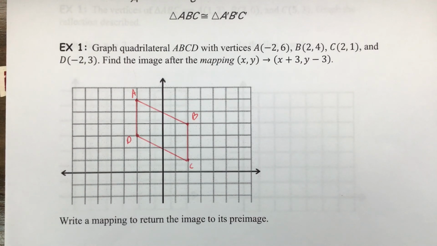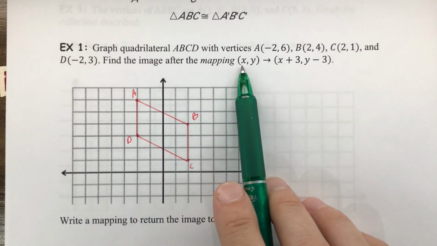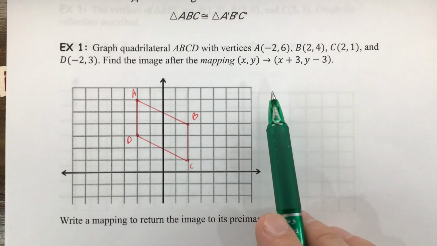So here it is graphed. The quadrilateral is actually a parallelogram. In a different lesson, we'll talk about how you identify it as a parallelogram, but if you wanted to know, that's the shape we created here. Now what we're going to do is use a mapping. This is a mapping here. We're going to use a mapping to create a new image.